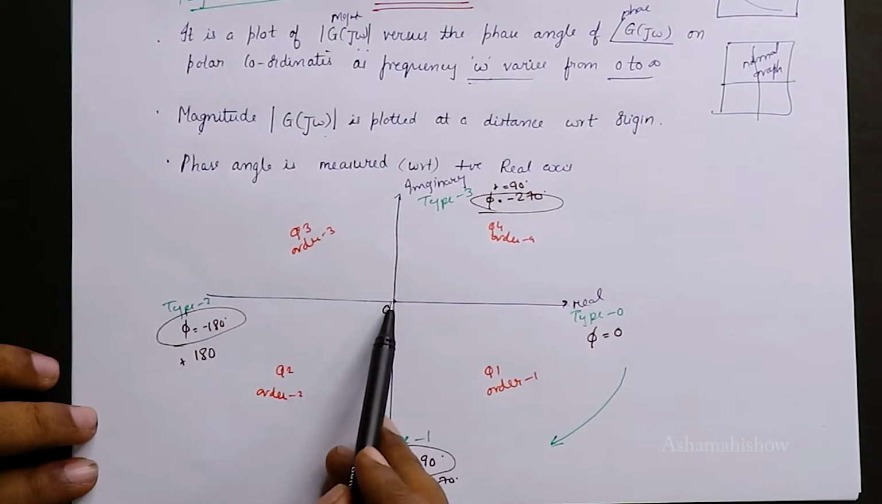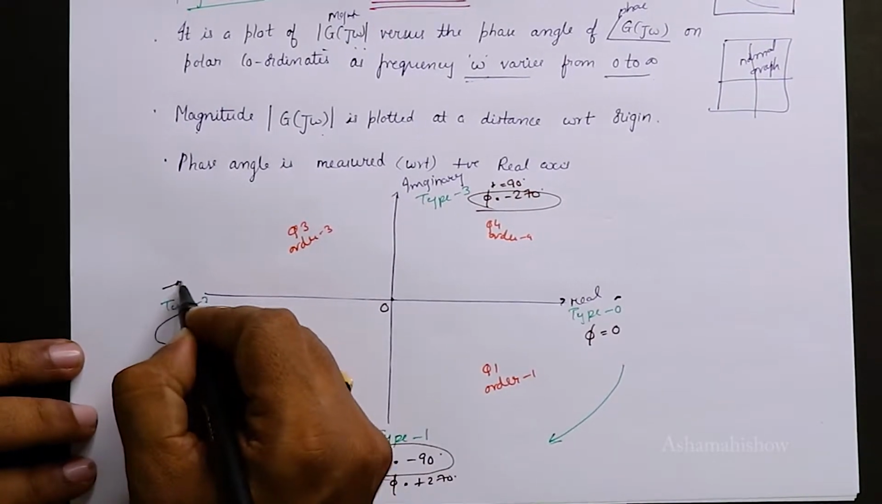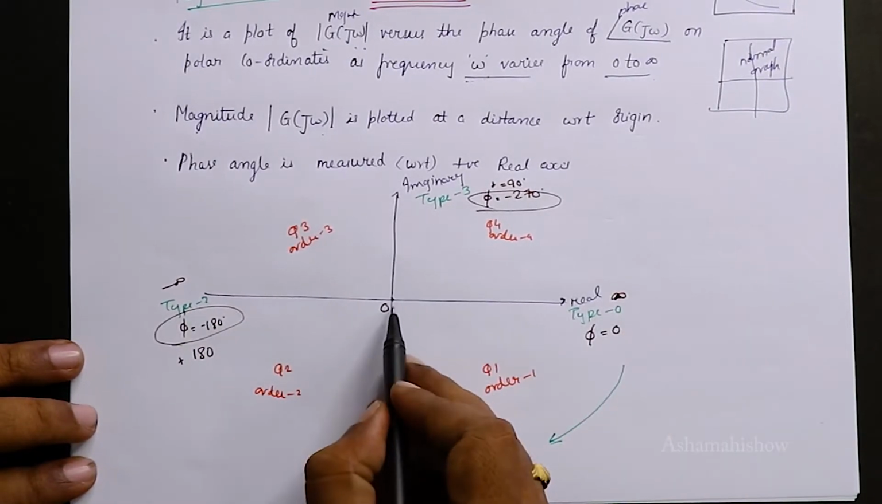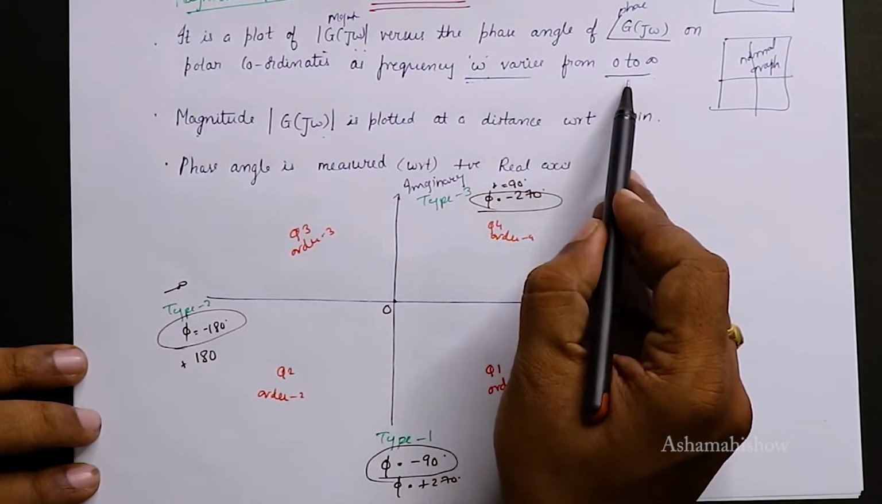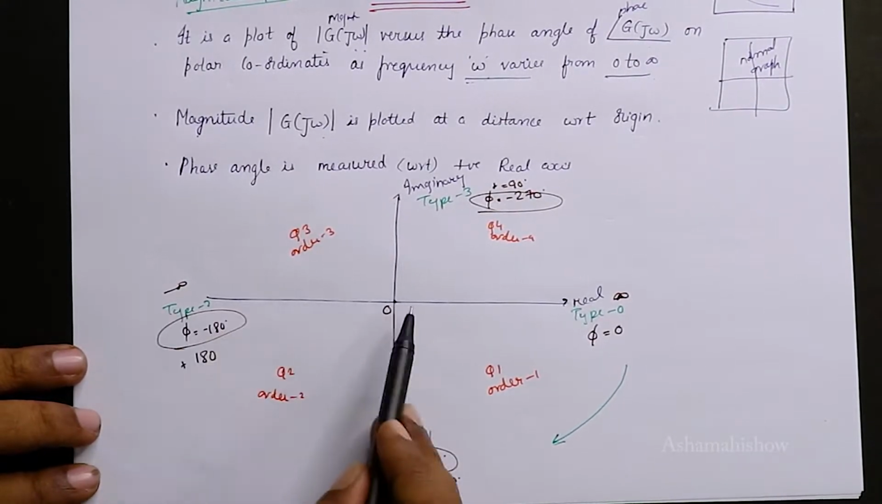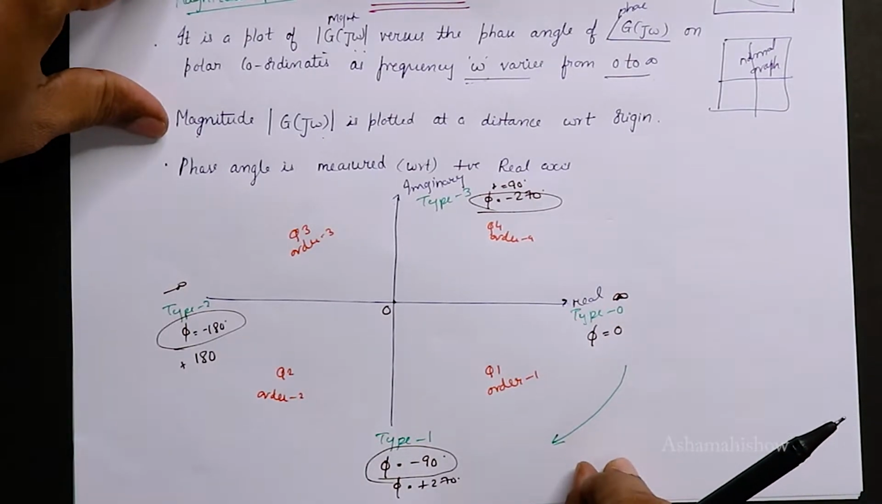So your omega varies from 0 to infinity. So this is infinity, right? This infinity, this minus infinity. So omega varies from 0 to infinity, like this will be varying. You just understand till here, and I will be telling you what the next thing is.